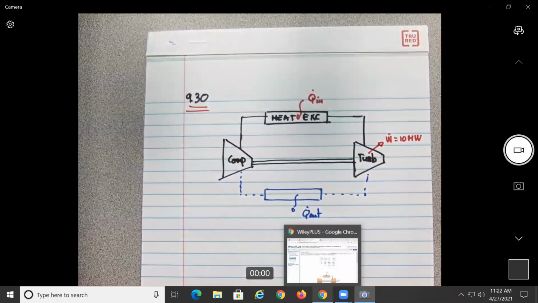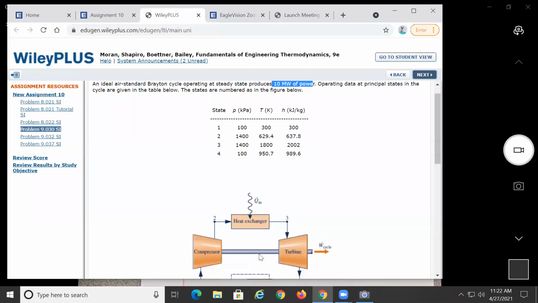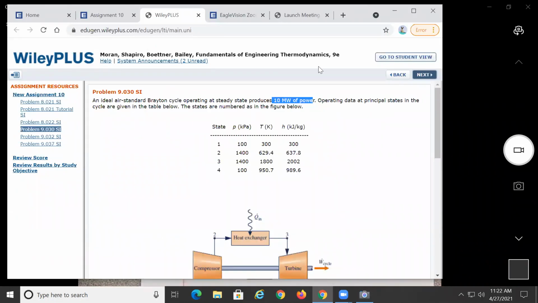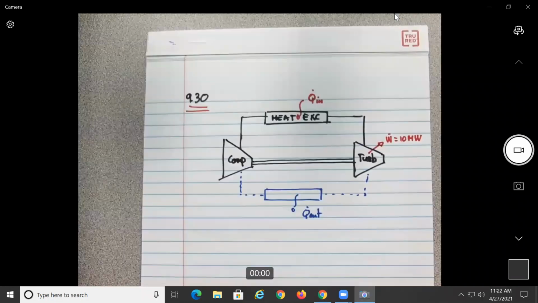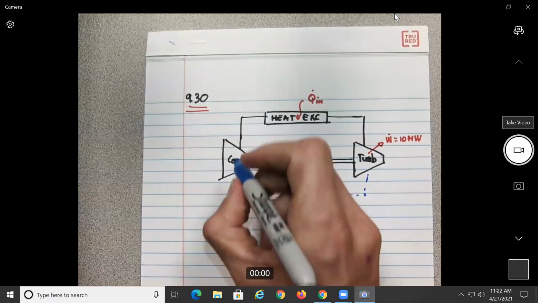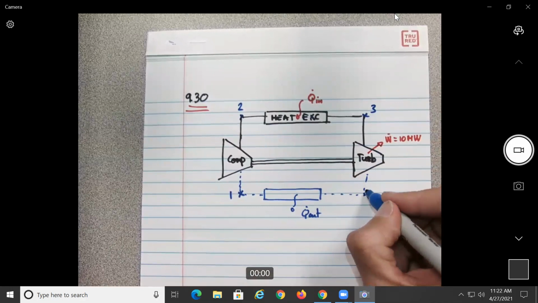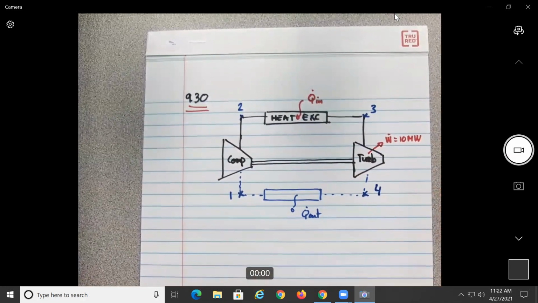And let's see where the points are here. Okay, so 1, 2, 3, 4. So now this is 1, 2, 3, and 4.